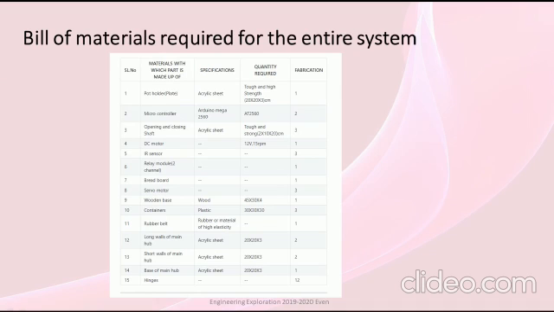Bill of materials required for the entire system. For the pot holder, the specifications are an acrylic sheet of tough and high strength, 2 microcontrollers, Arduino Mega 2560, 3 opening and closing shaft of acrylic sheet, 1 DC motor of 12 volts 15 RPM, 3 IR sensors, 1 relay module, 1 breadboard, 3 servo motors, 1 wooden base, 3 containers made of plastic, 1 rubber belt, 2 long walls of main hub made of acrylic sheet, 2 short walls of main hub made of acrylic sheet, and 1 base of main hub made of acrylic sheet, and 12 hinges.